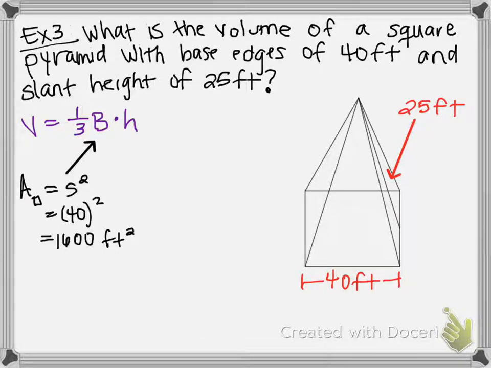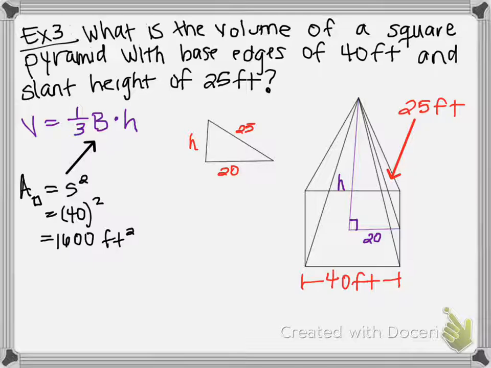First of all, I need to know the area of the base. I know that that base is a square, and to find the area of a square, it's s, which stands for side length, squared. Same thing as length times width, but since it's the same dimension, it's the same number. I know that one side is 40, so 40 squared is going to leave me with the area of the base of 1600 square feet.